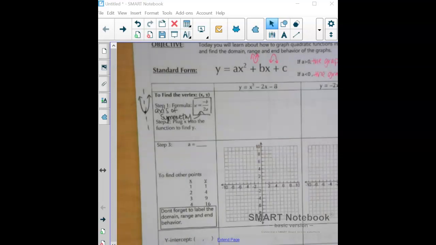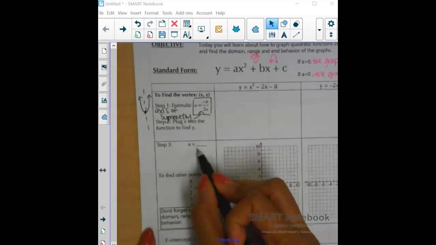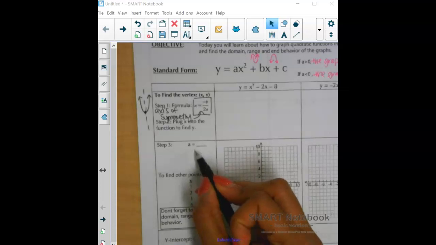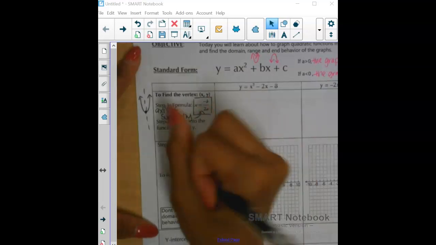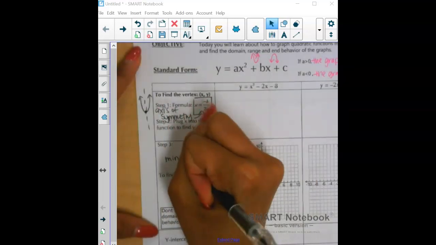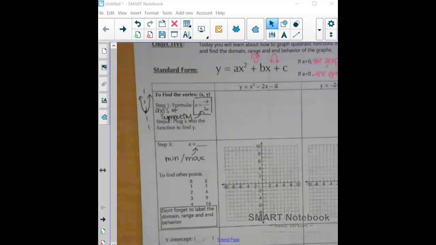That's going to help. Step 3 is looking at your a value. We just said this before. Michelle, what did we talk about for the a values again? There were 2 different types of parabolas we could have. What are the 2 types? Minimum or maximum. So this a value tells you if your graph is going to be a minimum or a maximum. So that a value is going to tell you if you're going to have a min or a max.